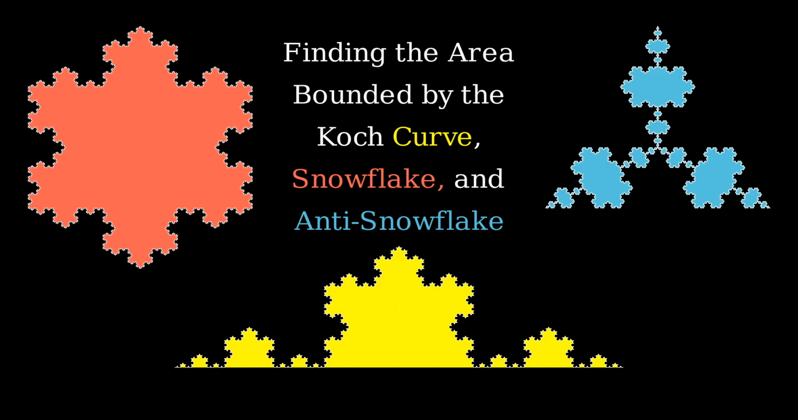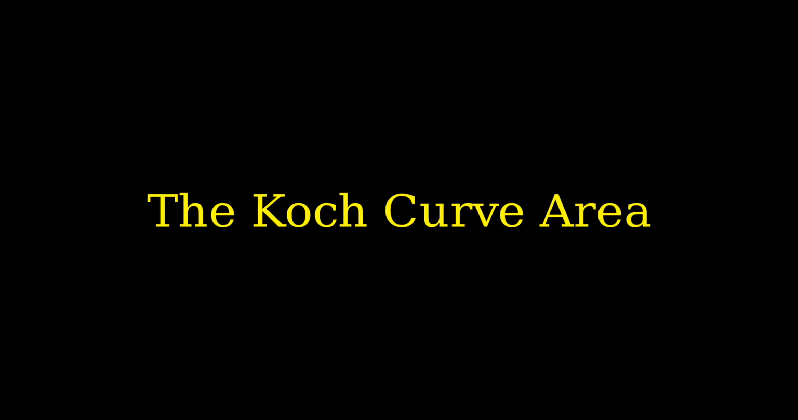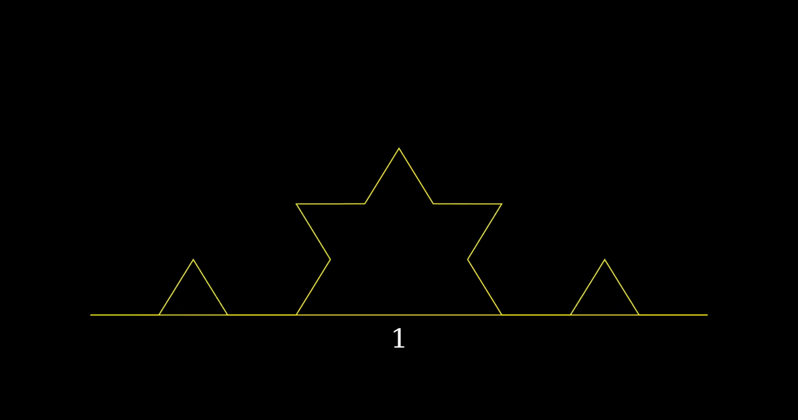The area bounded by the Koch curve, snowflake, and anti-snowflake can be easily found using the idea of self-similarity. Here's how. Let us begin by constructing a Koch curve from an initial segment of length 1.